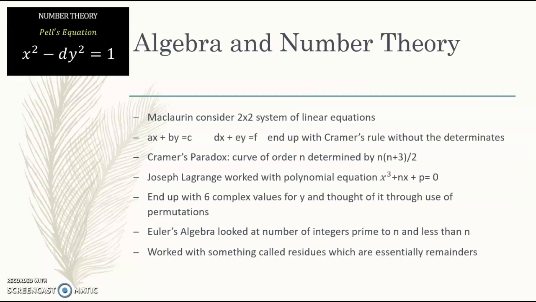We also have Euler's algebra. He looked at the number of integers prime to n and less than n. And he also worked with something called residues. And these are basically remainders. And we also have, during this time, Pell's equation, which we can see up here.